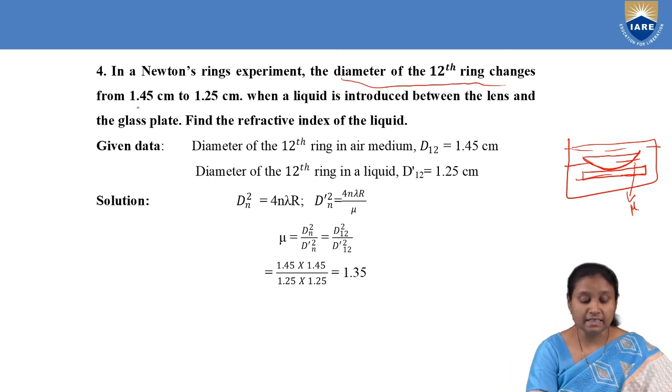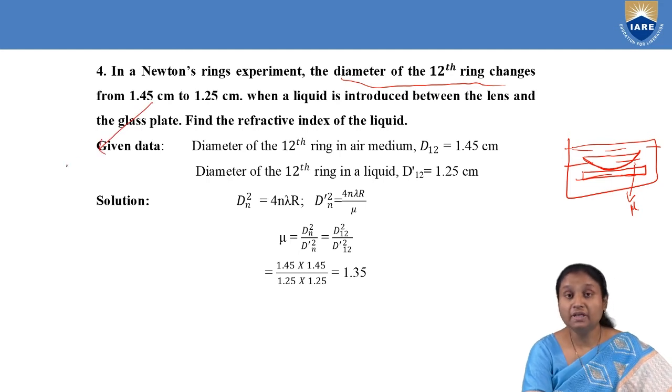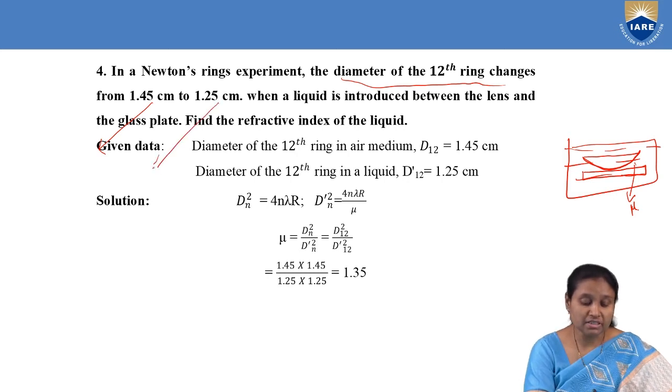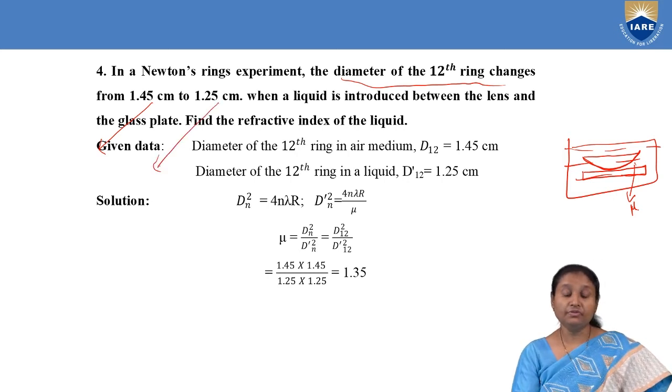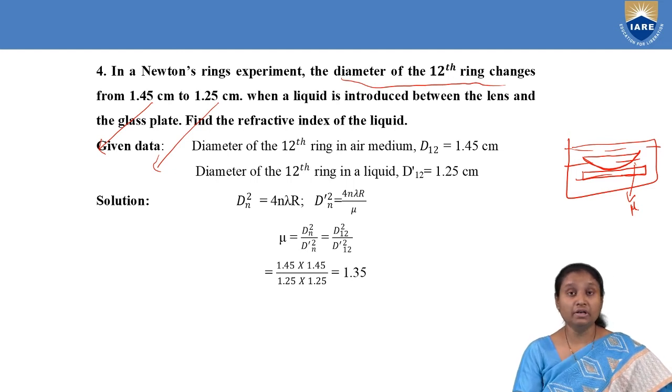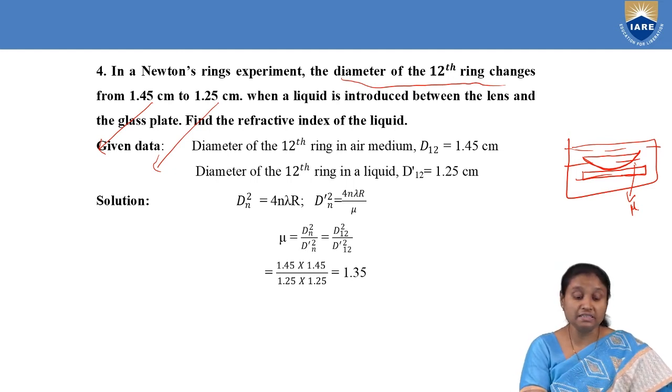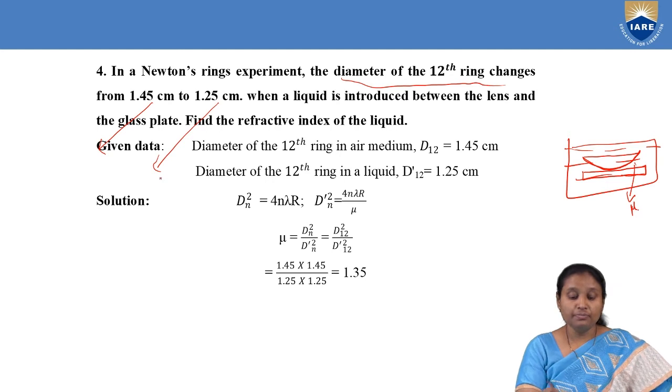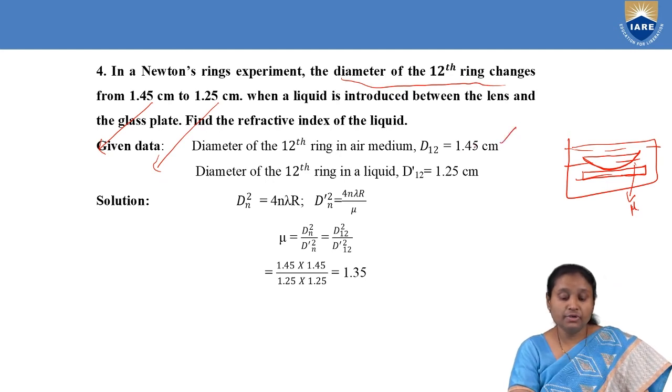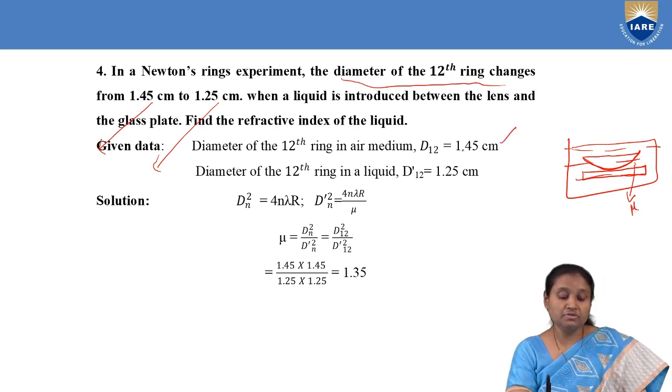So here in this case, as you can see, this is the diameter of the 12th dark ring when there is an air film between the lens and glass plate. Whereas this particular value is the diameter of the same order ring, the 12th order ring, when there is a liquid film between the lens and glass plate.